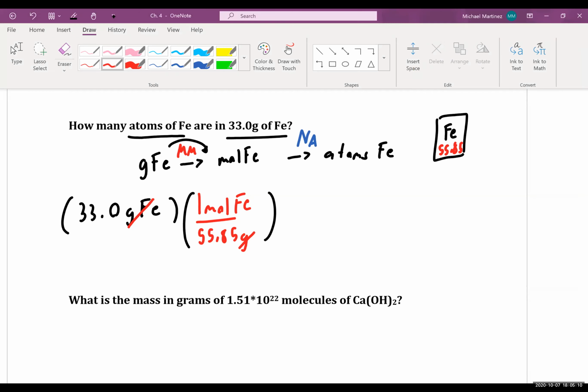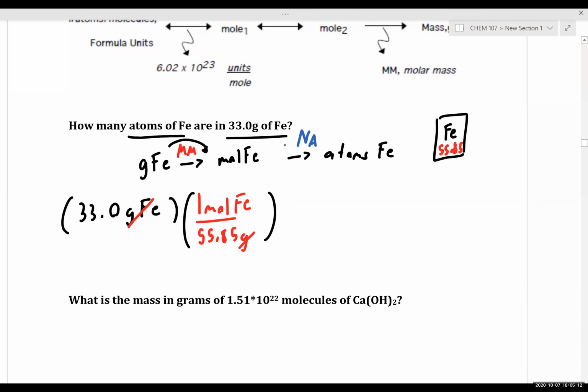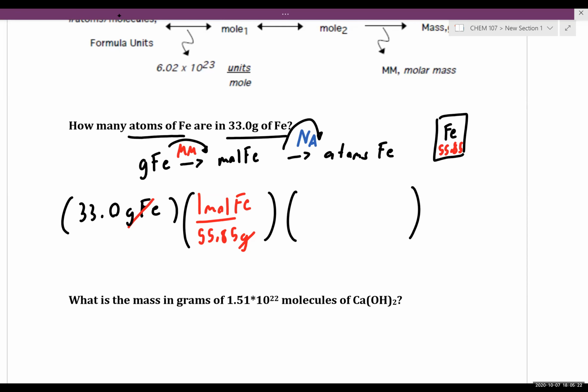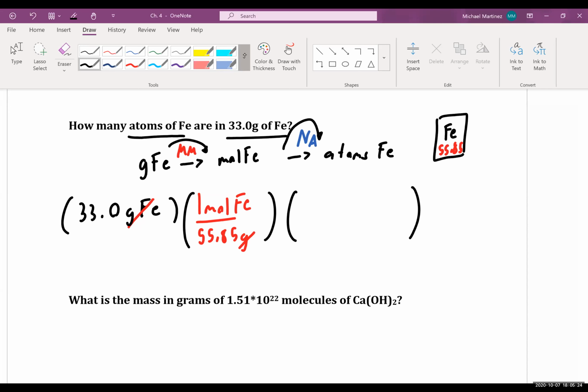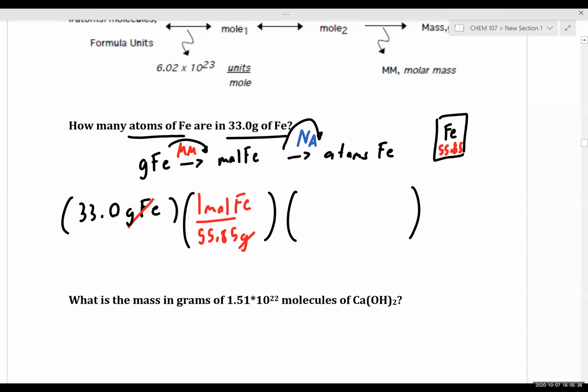We're now ready to execute the next part of our conversion, to go from moles of iron to atoms of iron. So then, in this case, what unit should go on top? If we're going from moles to atoms, yes, we want atoms on top. Exactly right. So we have 6.02 times 10 to the 23rd atoms of iron in 1 mole of iron.